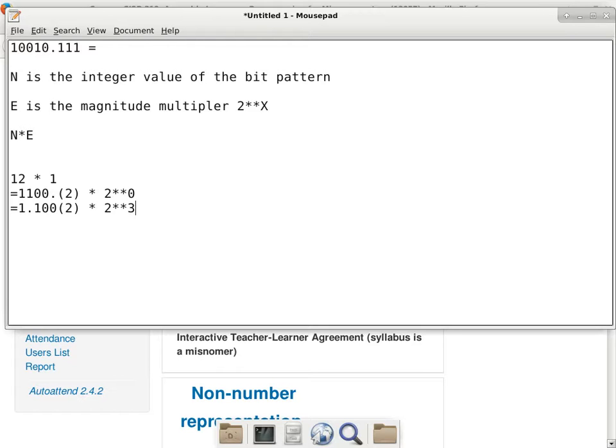Well, let's double check, because I don't trust myself. Let's see whether this makes sense or not. This one is just 12 times 1, which is 12. That's easy. What about this one? What is the value represented by 1.1 in base 2? We have 1, and then we have 1 half after that. So it's 1.5 in base 10. And what is 2 to the power of 3? 8. 1.5 times 8 is, in fact, 12.